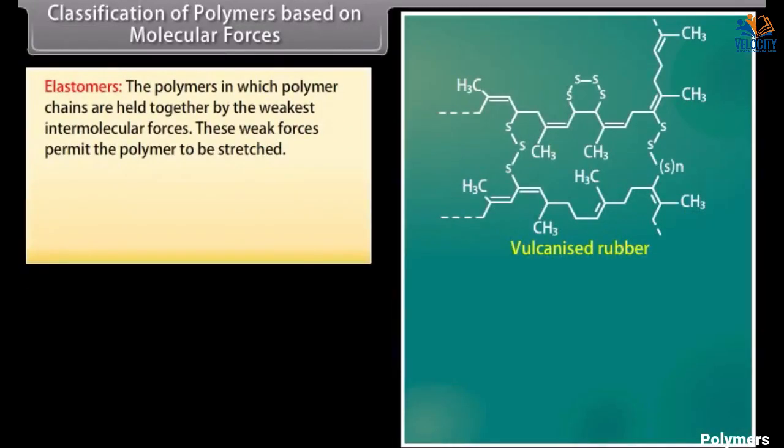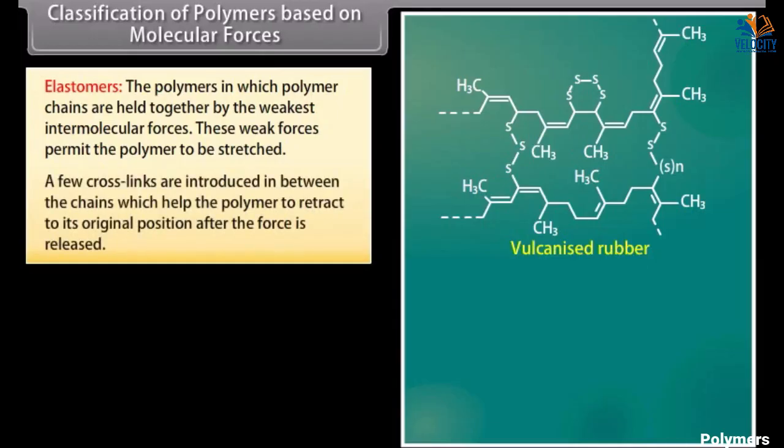Classification of polymers based on molecular forces. Under this type of classification, there are four subcategories. Elastomers. The polymers in which polymer chains are held together by the weakest intermolecular forces. These weak forces permit the polymer to be stretched. A few crosslinks are introduced between the chains, which help the polymer to retract to its original position after the force is released. For example, vulcanized rubber.